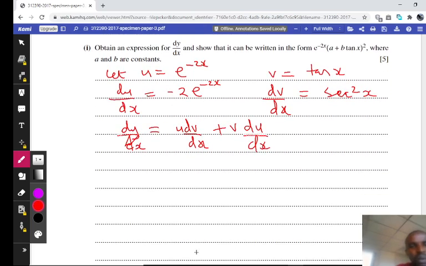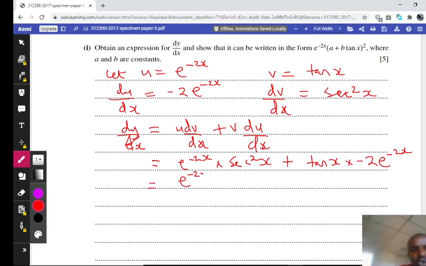So which one is our u? Let's substitute. Our u is e to the power minus 2x times dv/dx, which is sec squared x, plus v, which is tan x, times du/dx. Which one is du/dx? It's minus 2 e to the power minus 2x. So this will be e to the power minus 2x sec squared x minus 2 e to the power minus 2x tan x.